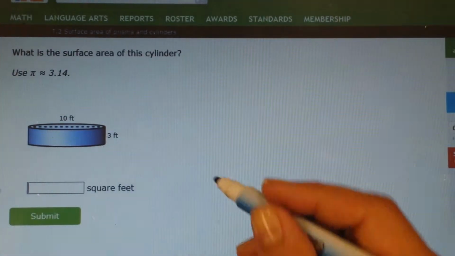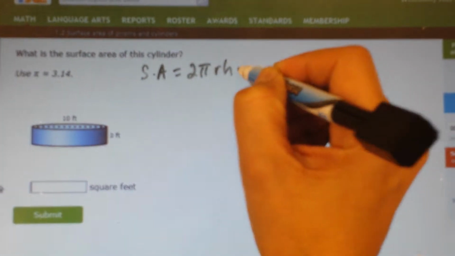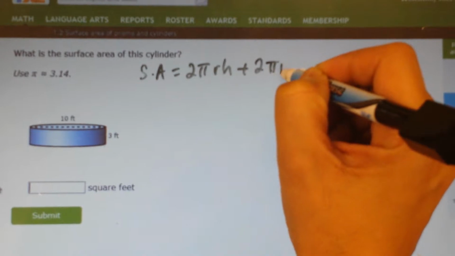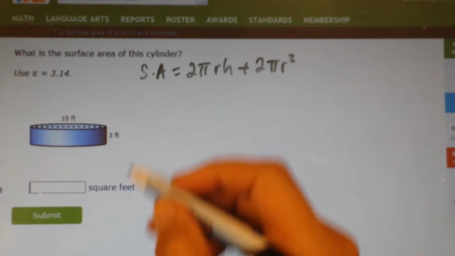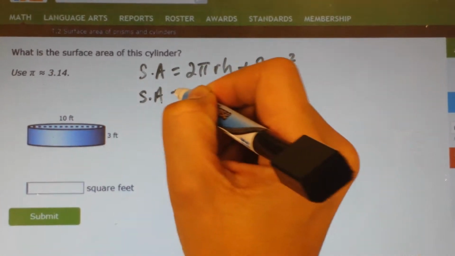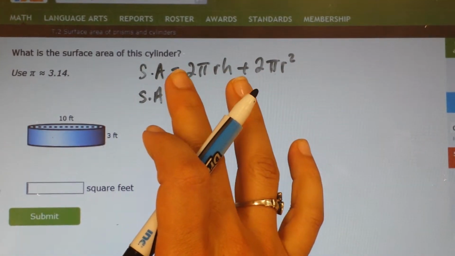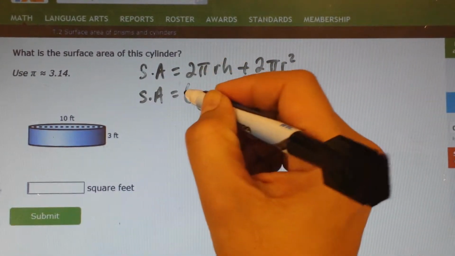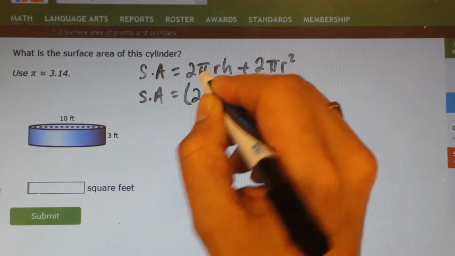So I'm going to write down the formula. I'm going to use the top one just because that one's easier: 2 pi r h plus 2 pi r squared. Okay, so this is my formula. Once I have my formula down, all you have to do is put in the numbers. So SA equals, and I'm going to put parentheses to remind myself that I need to do this multiplication and then add this one. So 2 times 3.14 times the radius.